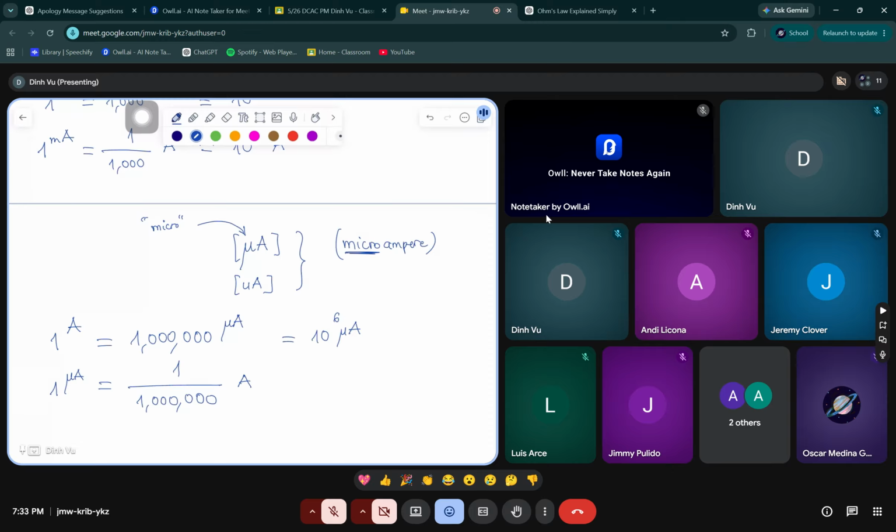Inversely, 1 microampere is 1/1 million of ampere. So instead of writing 1/1 million, we write 10 power negative 6 of ampere. 10 power negative 6 means that's 1/1 million. Do you understand that? Okay.